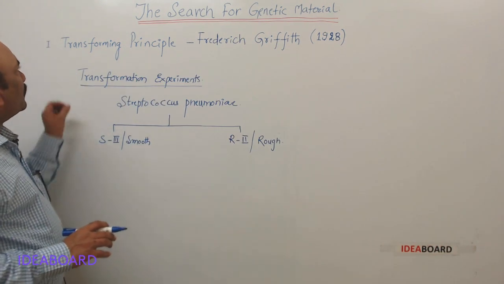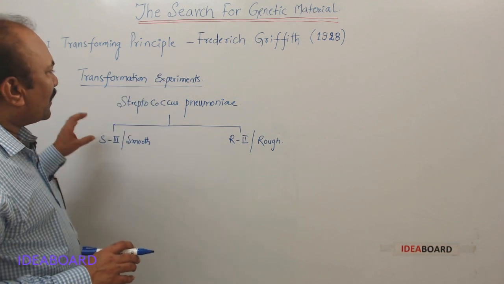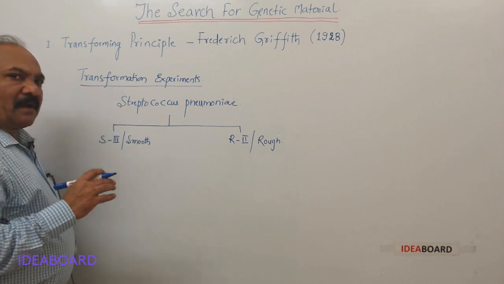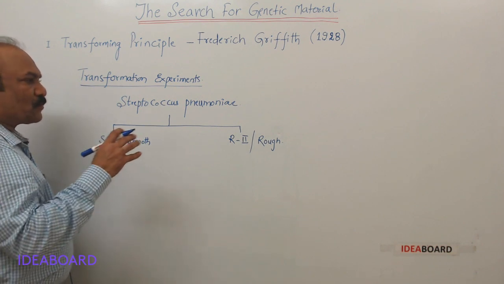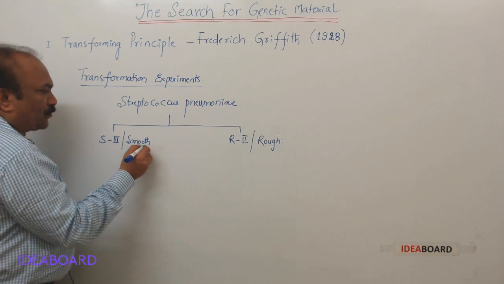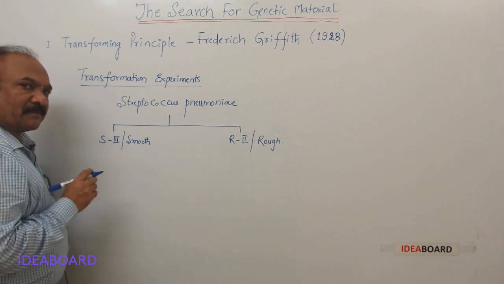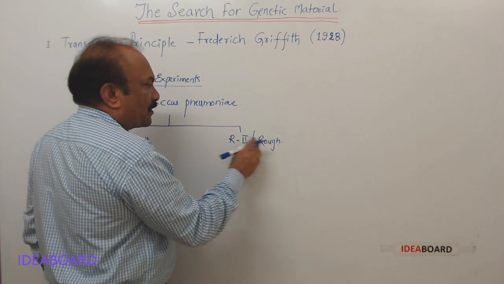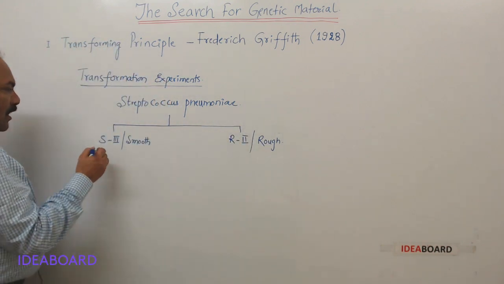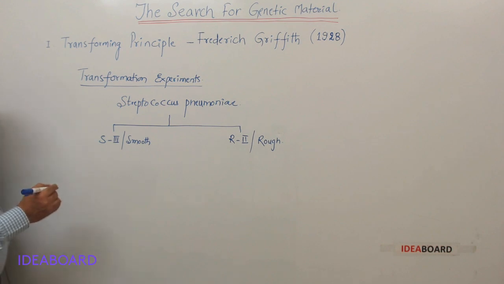Now, the first one, the transforming principle. The experiments are called transformation experiments. Here, Frederick Griffith took the bacterium Streptococcus pneumoniae, and he recognized two strains: S3 and R2. S stands for smooth, because it has a capsule or a slime layer or mucus layer. R2 is rough cells, where that capsule or mucus layer is absent. He used mice as experimental tools here.